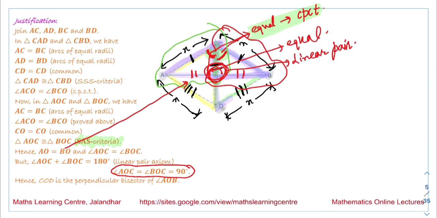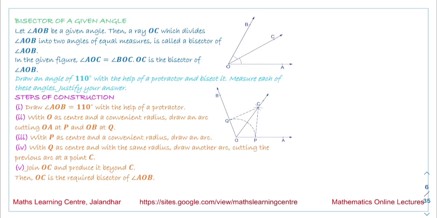Next, we have to draw the bisector of a given angle. So first we are talking about the definition of a bisector. Bisector means this angle AOB is given to us, and the measure of this angle is x degrees.